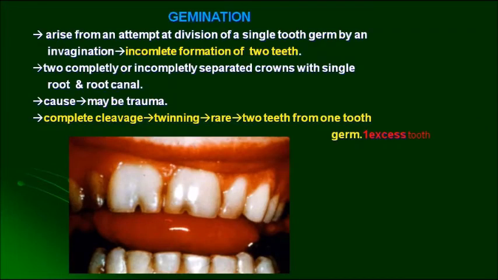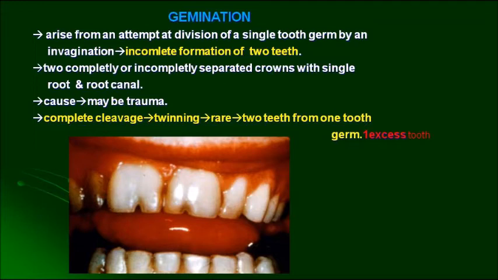Next one, gemination. Okay, when we look into the shape, gemination is a very, very important MCQ question. So, what is gemination? Here, twinning happens. From a single tooth germ, two teeth are developing. So when you actually count the number of teeth, the tooth number will be one tooth in excess. Okay, that is gemination.